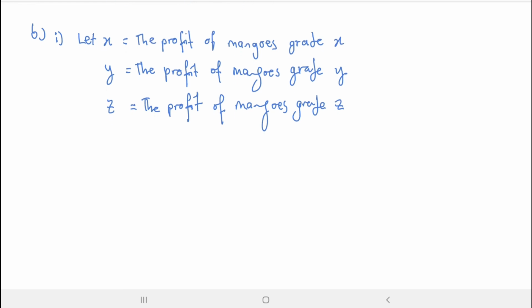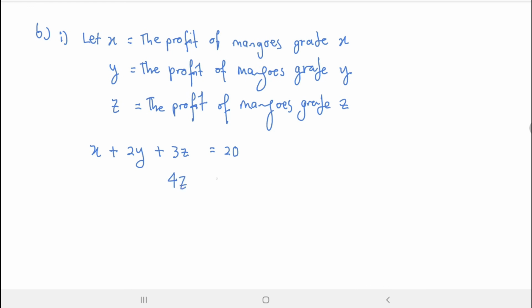And the equations that you will find will be x plus 2y plus 3z equal to 20. Then 4z is equal to x. You rearrange, you will get negative x plus 4z equal to 0. Lastly, 2y plus 2z is equal to 10. Here are the three equations.